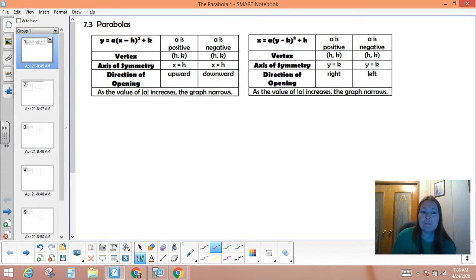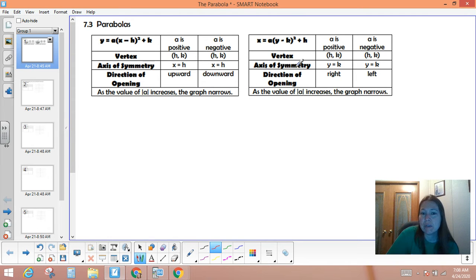We can talk about whether it's narrow or fat. We can make a table, get some more points. You know how to graph. We've done this in this class, back in chapter 2, 3, something like that.